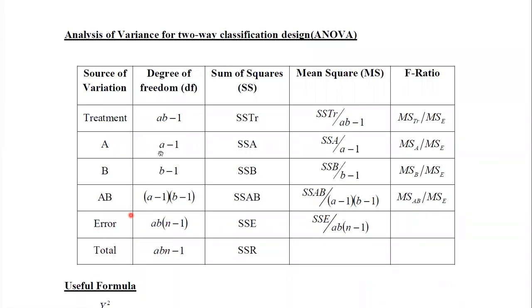the total. And the degrees of freedom would be, for the treatment, AB minus 1, for treatment A, A minus 1, then B minus 1. For the interaction, A minus 1 into B minus 1, it is the multiplication of these two. Then for the error, it is AB times n minus 1, and for the total, it should be A into B into n, then minus 1.